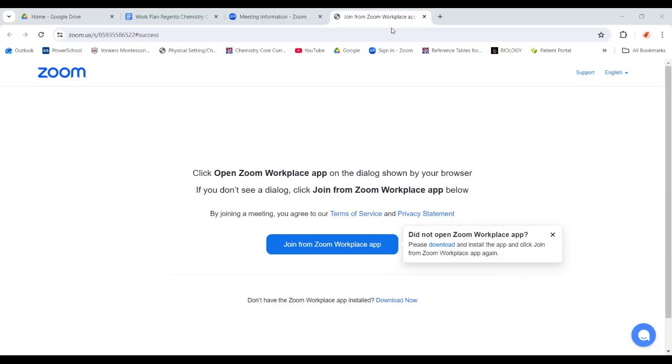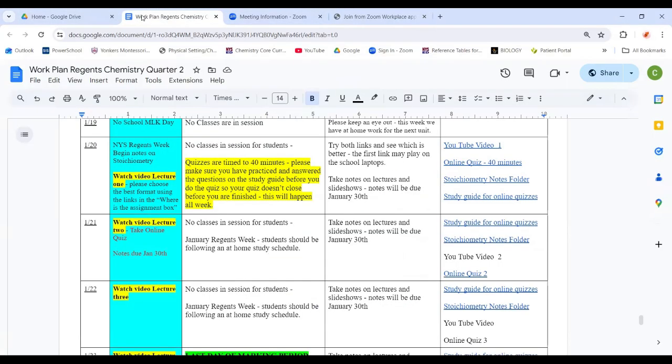Okay, during this second video, we are going to go over the second slideshow, but I'm going to do a quick run through of how you should access the materials because I'm getting a lot of emails that people are confused. So let's take a look at the work plan together so we can figure out how to do this.